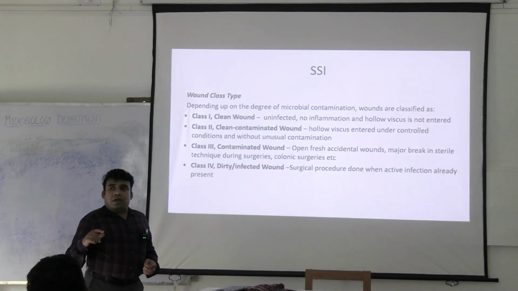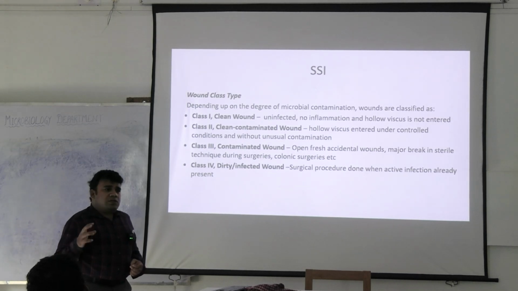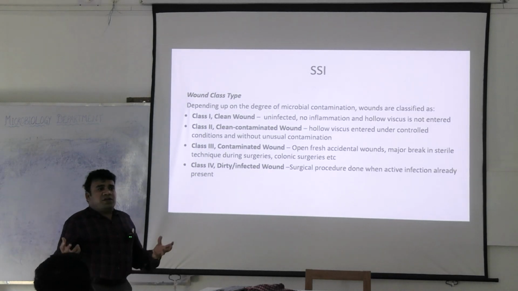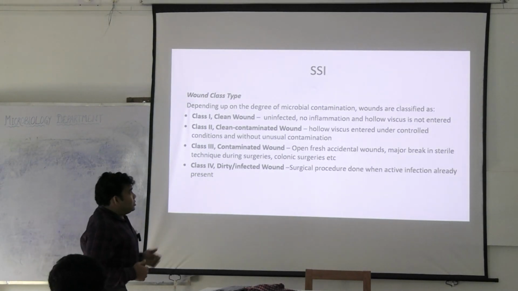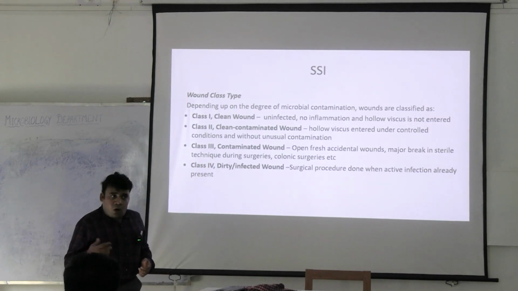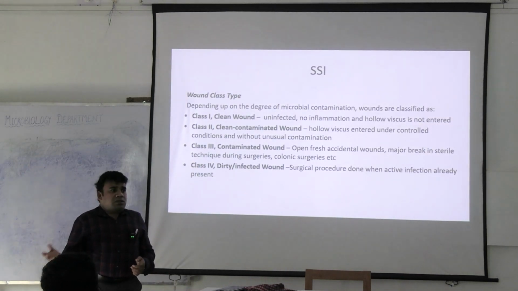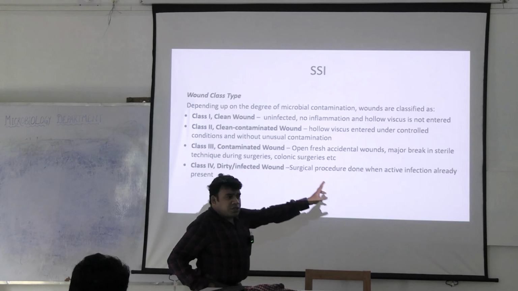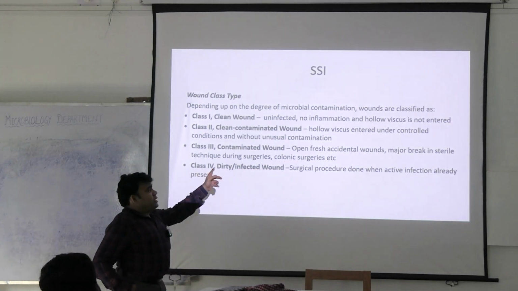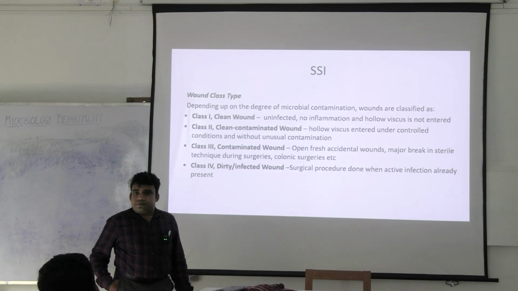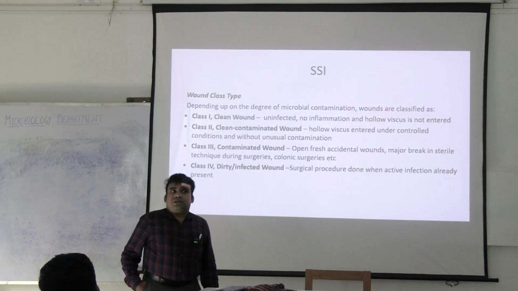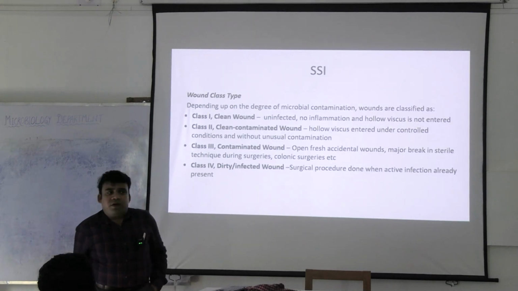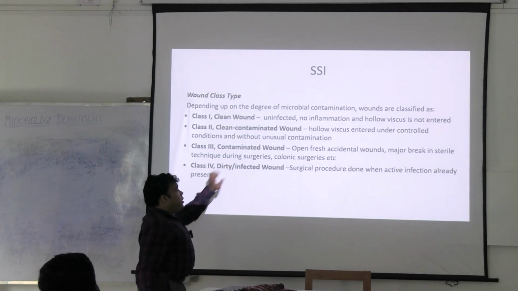Now suppose the same surgery is performed on a patient where there is appendicular perforation. That means inflamed tissue and pus will come out into the peritoneum. Now this will become a contaminated wound. Or a road traffic accident where there is an open injury, that will be a contaminated wound. So contaminated wounds are open fresh accidental wounds, or a major break in the sterile technique during surgery, or surgeries which involve entering the colon, obviously because the colon has a huge number of bacteria. Those will be classified as contaminated wounds.